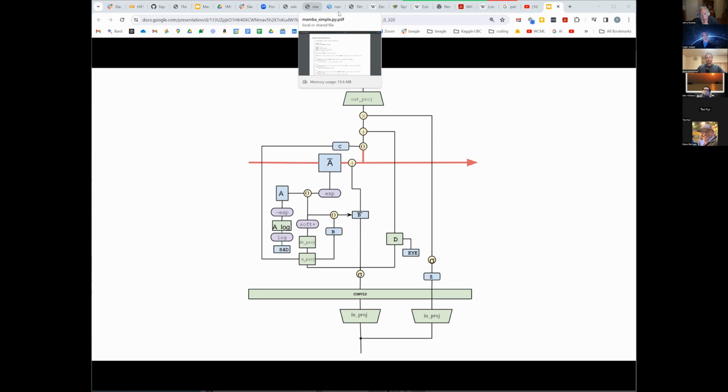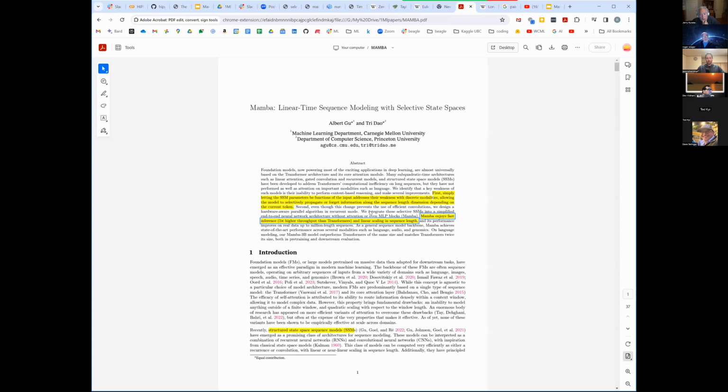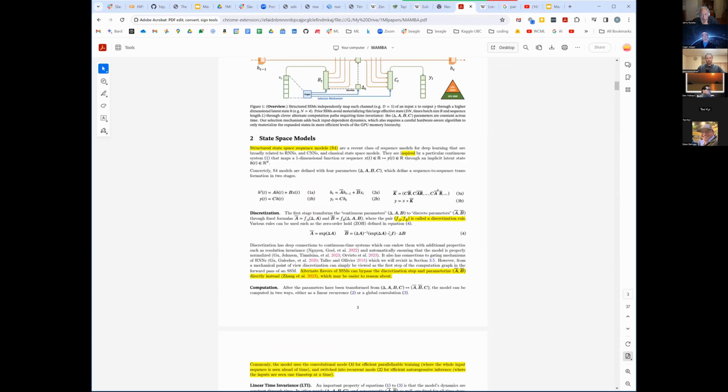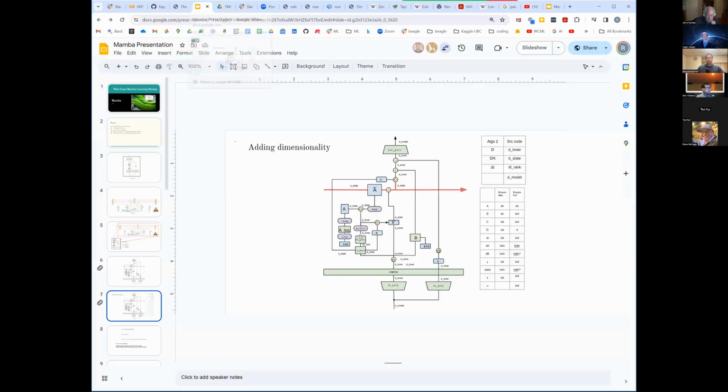I think I have the paper here. If we look at the paper where they do this thing, this is the zero order hold that they do. So we're going to take the delta times the A matrix, and that's the parameterized A bar, discretized A bar rather. So that's how they calculate A bar.